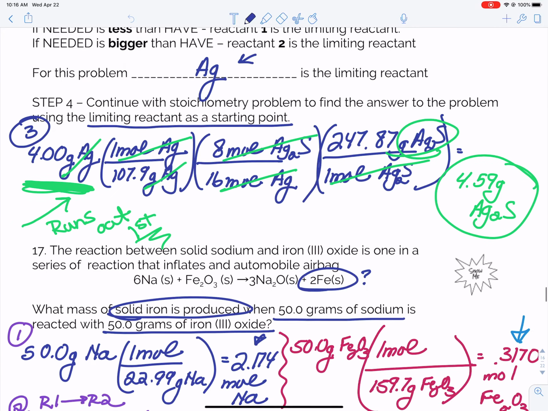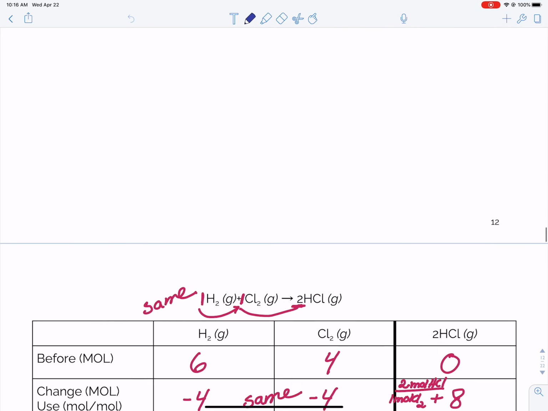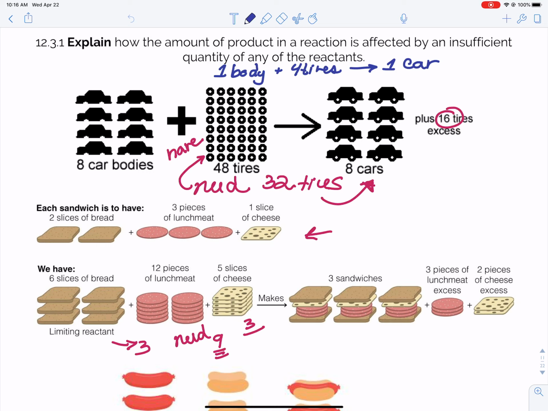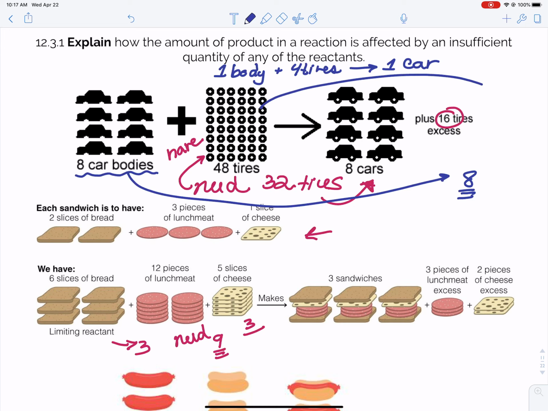So I'm just going to scroll back up to one of those pictures that we were looking at. Here's the analogy. If I had 8 car bodies, what is the maximum number of cars that I could make? That would be 8 cars. If I have 48 tires, what is the maximum number of cars that I can make? That would be 48 divided by 4, which is 12.